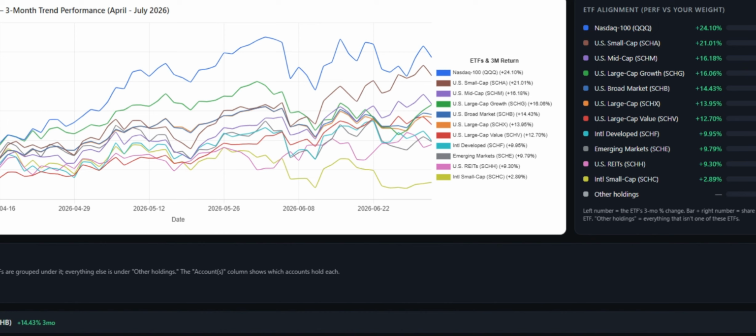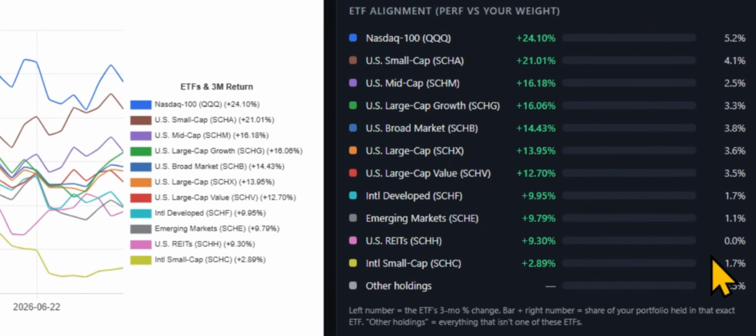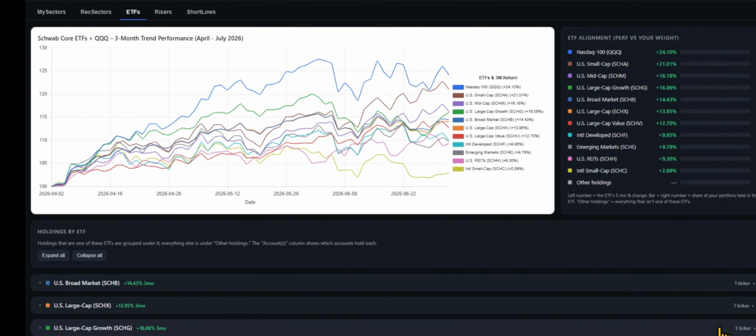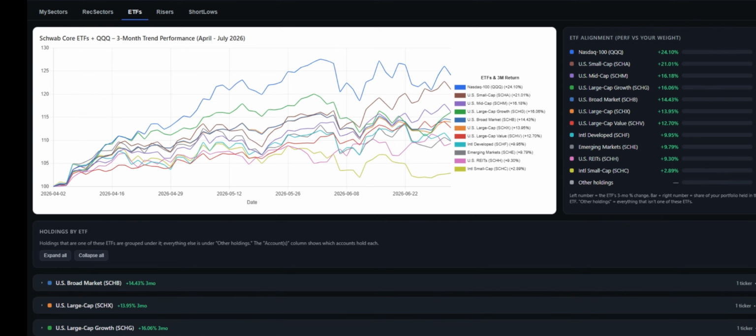So I asked Claude to do the exact same thing, which is give me the list of ETFs and their returns versus where I'm weighted in my portfolio against these ETFs. And in this example, I literally did buy, for instance, SCHA, SCHM, SCHG. So we're only going to see one ticker underneath each one of these line items and then where the ETF is held in which account.